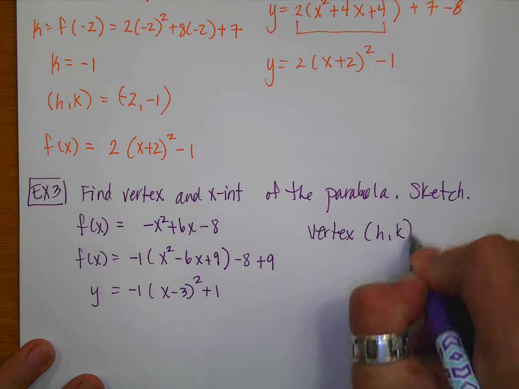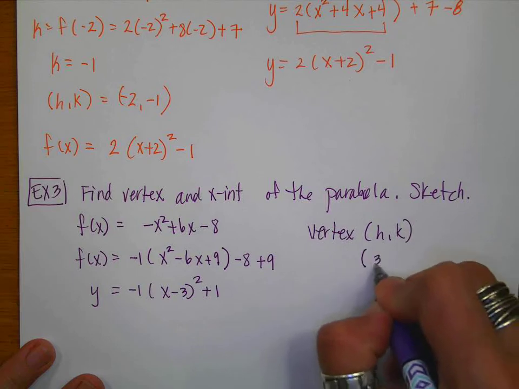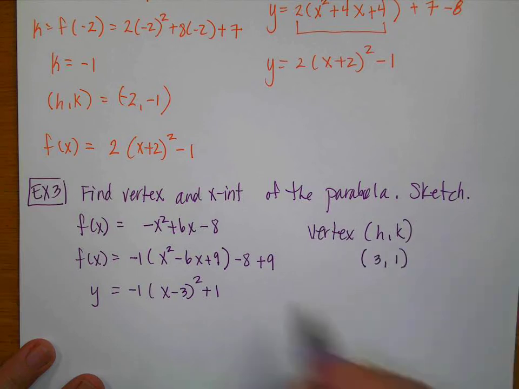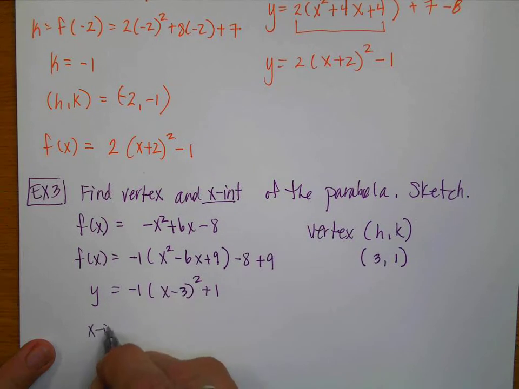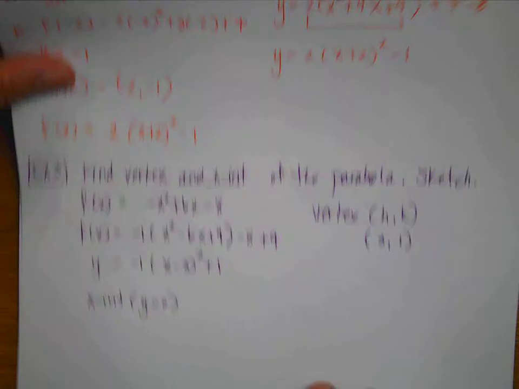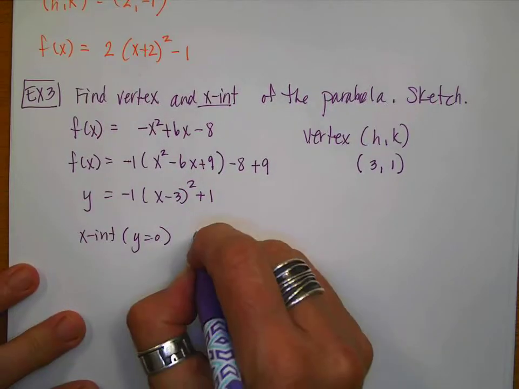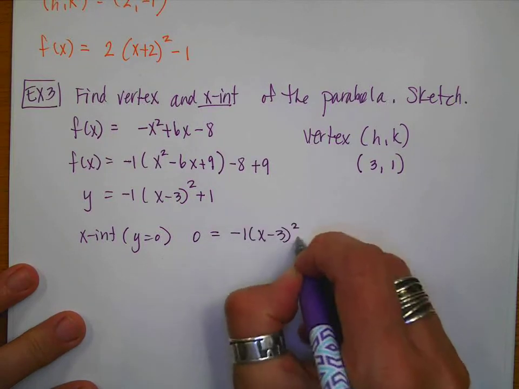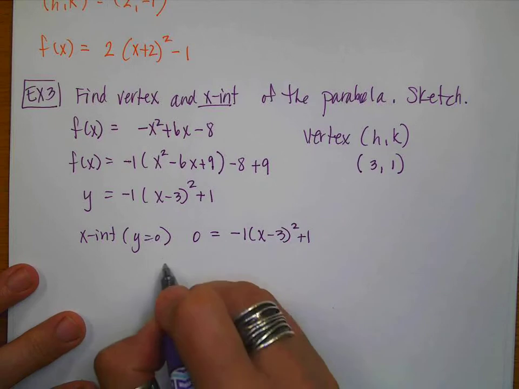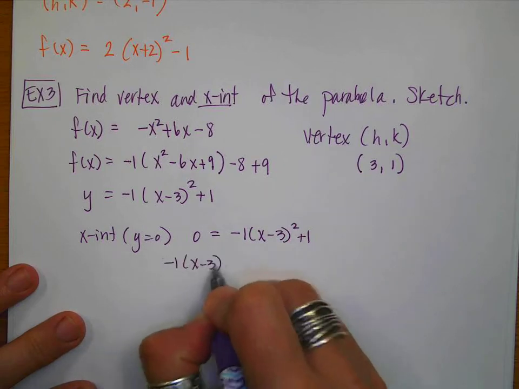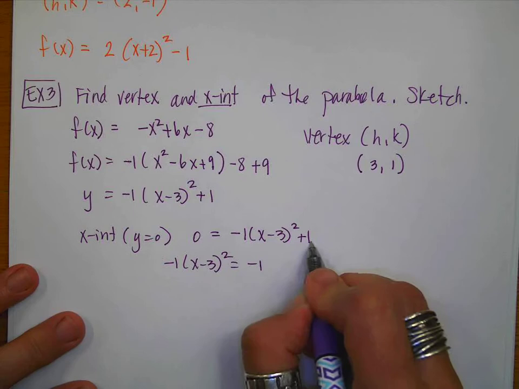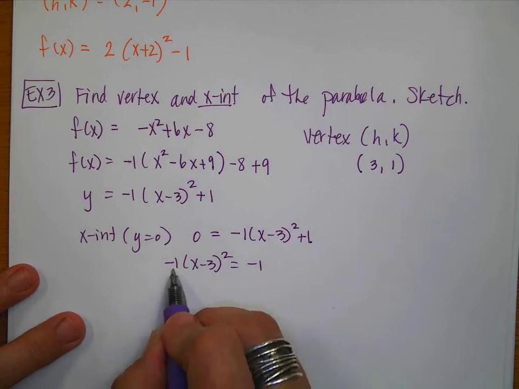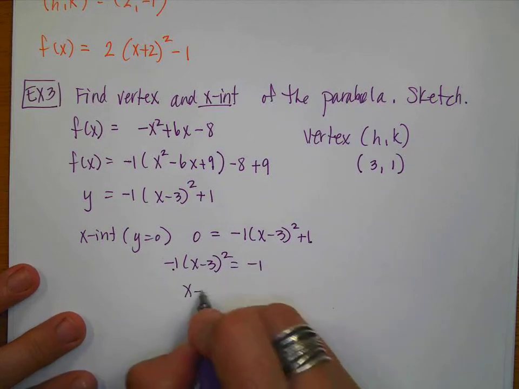So now I'm going to answer the questions. The vertex is going to be (h, k), so my vertex is (3, 1). And now I need to find the x-intercept. My x-intercept, if you'll remember, is when y is equal to 0. So I'm going to let 0 equal negative 1 times (x minus 3) squared plus 1. So I'm going to get negative 1 times (x minus 3) squared is negative 1. I took the 1 to the other side.